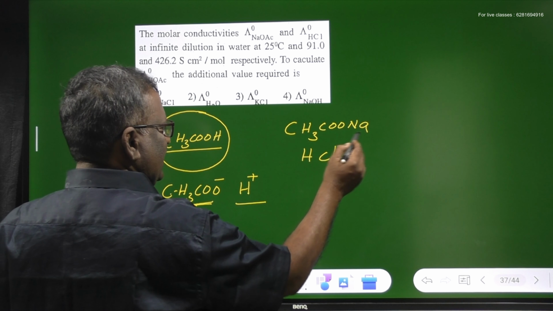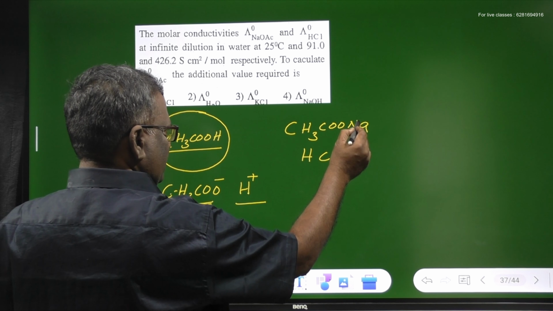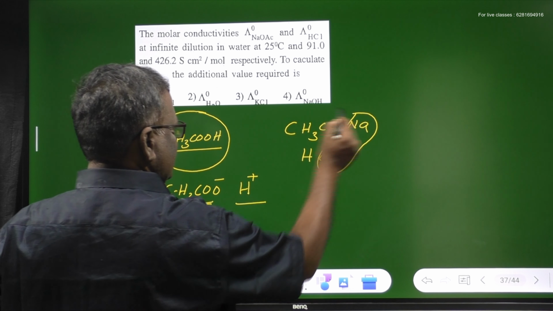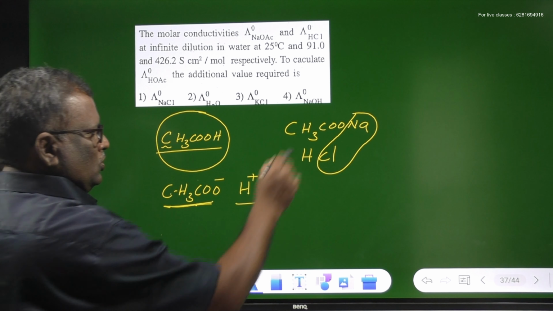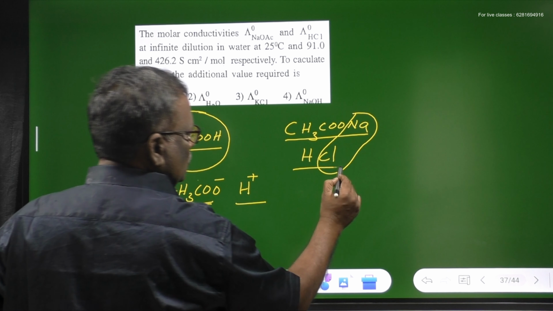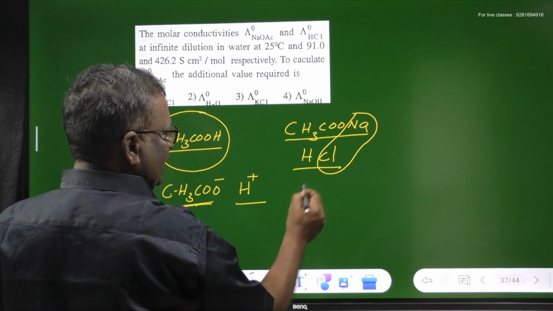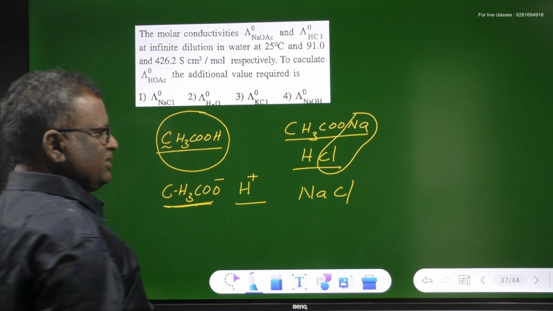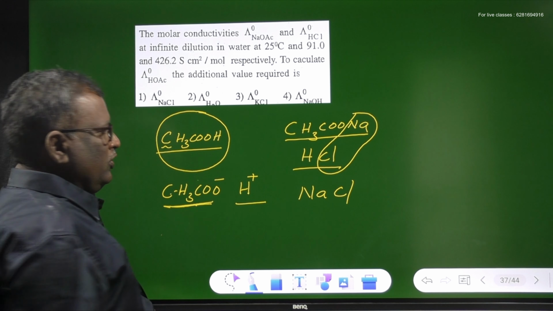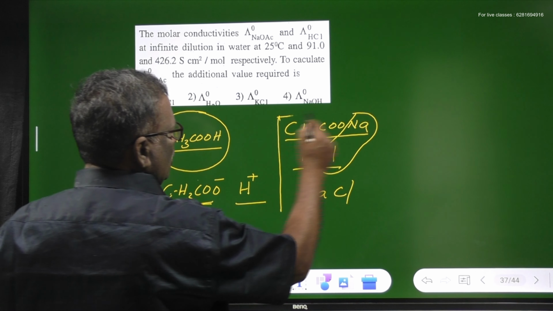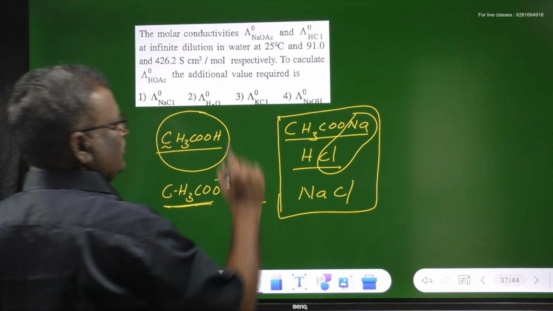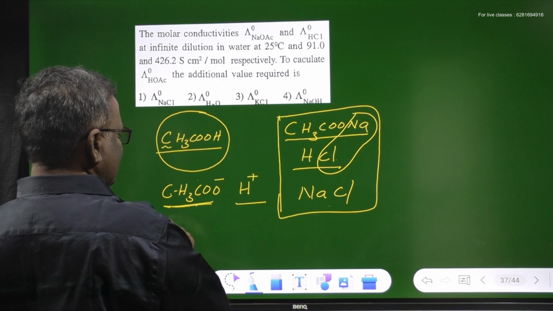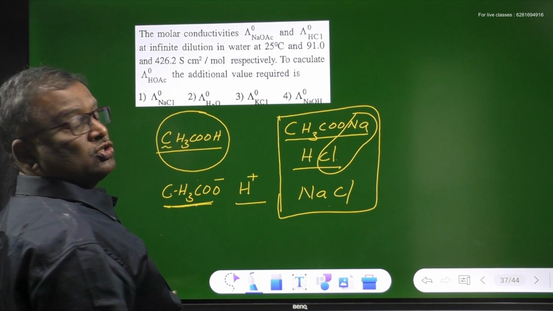Here we are bringing two different ions which are not present in this electrolyte. So in addition to these two, we require another strong electrolyte which contains the additional ions, that is NaCl. If we know the limiting molar conductivity of these electrolytes, by adding these two and subtracting this, you will get the electrolyte of this. That is Kohlrausch law.